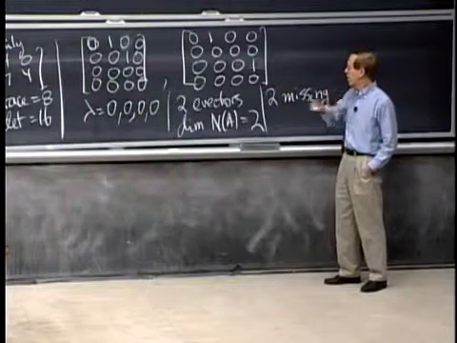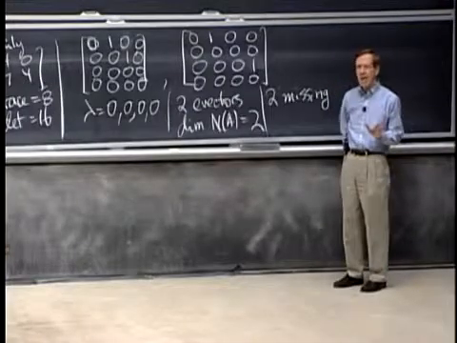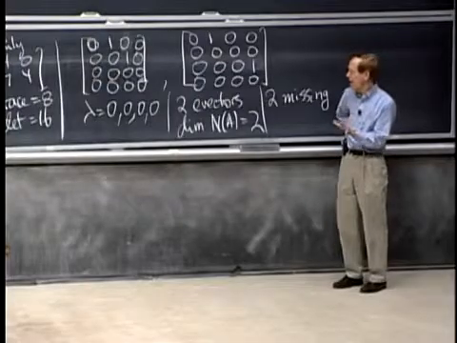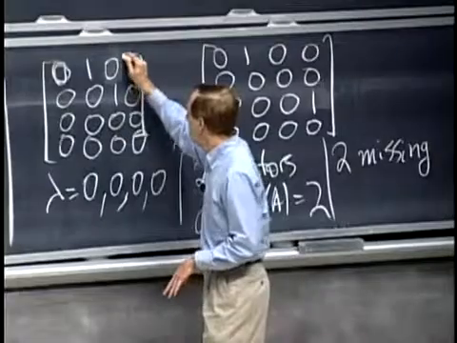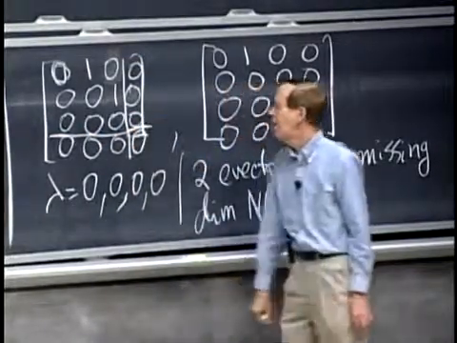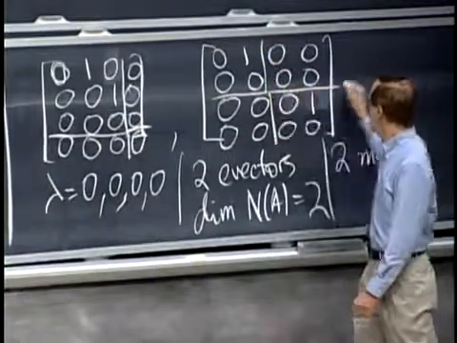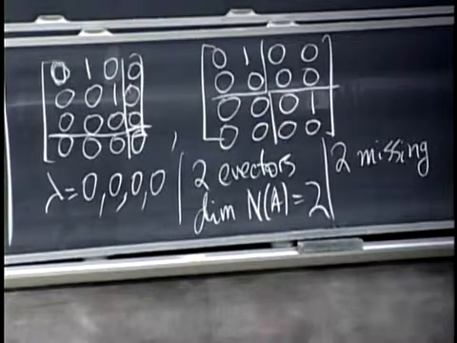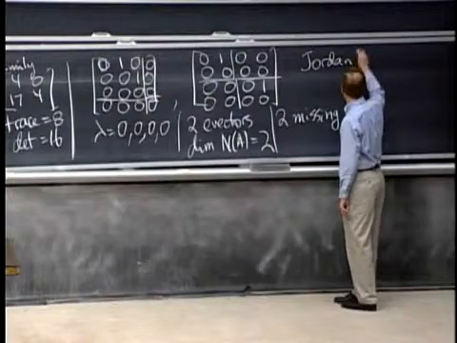But the darn thing is not similar to that one. A count of eigenvectors looks like these could be similar, but they're not. This one is like a little 3 by 3 block and a little 1 by 1 block. And this one is like a 2 by 2 block and a 2 by 2 block. Those blocks are called Jordan blocks. So what is a Jordan block?